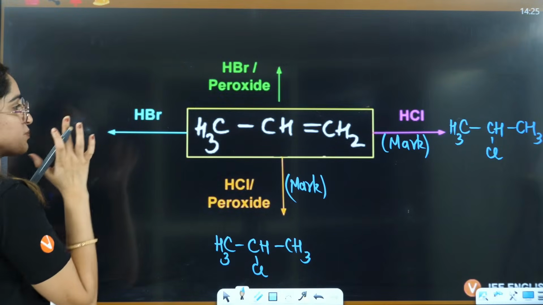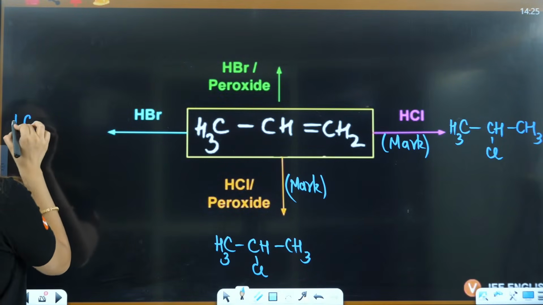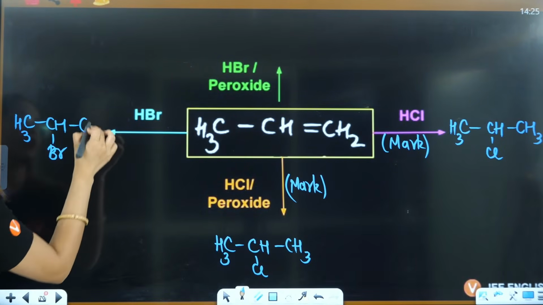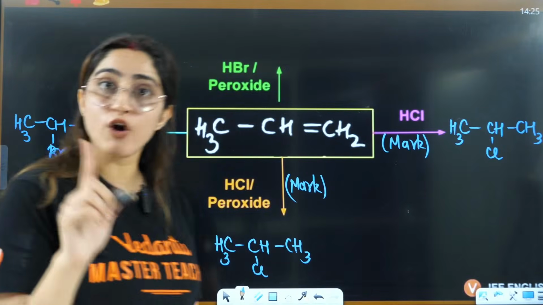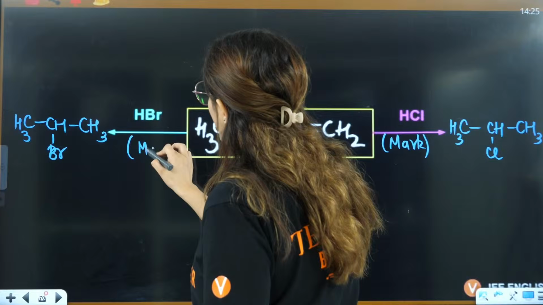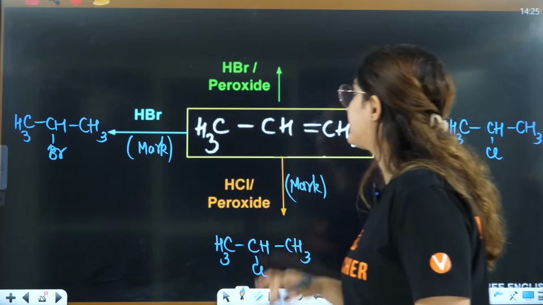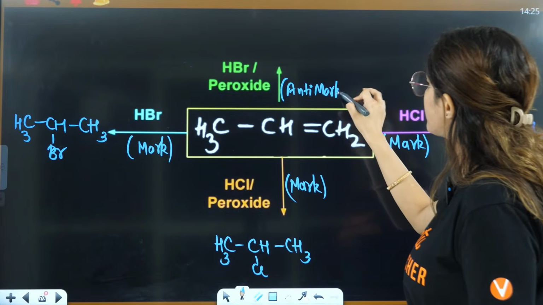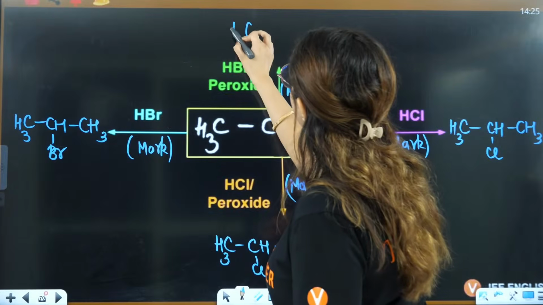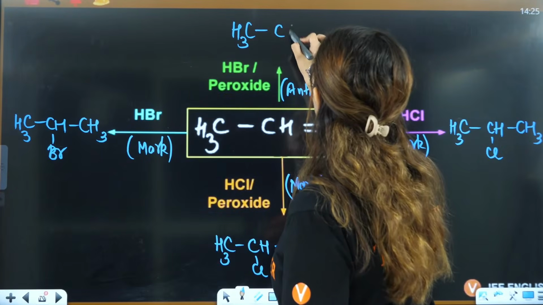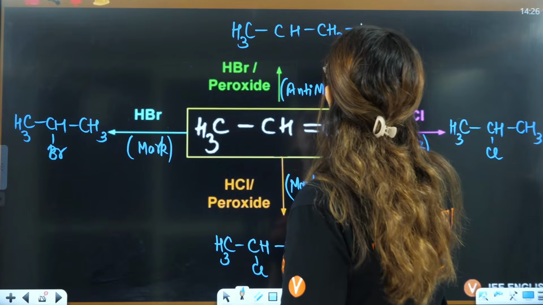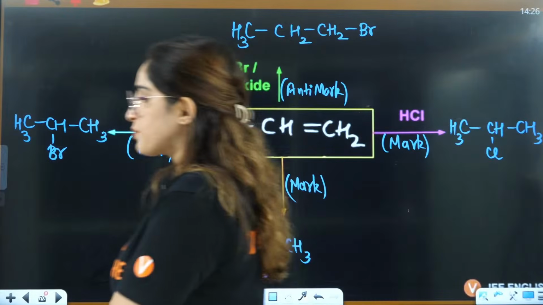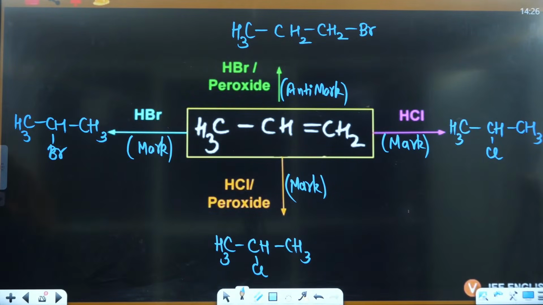In case of HBr, if you have only HBr, the negative part is attached to the carbon with fewer hydrogens. But if you have peroxide here, then it is no longer Markovnikov addition, you get anti-Markovnikov addition. So here what you will have is CH3, CH, CH2Br, the anti-Markovnikov addition product in case of HBr, right?